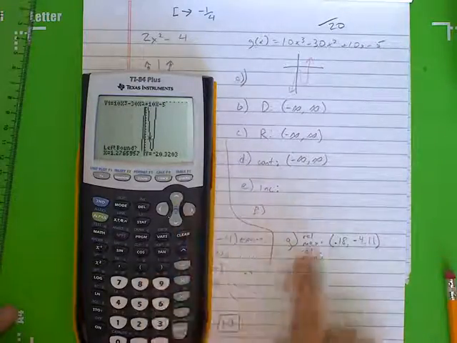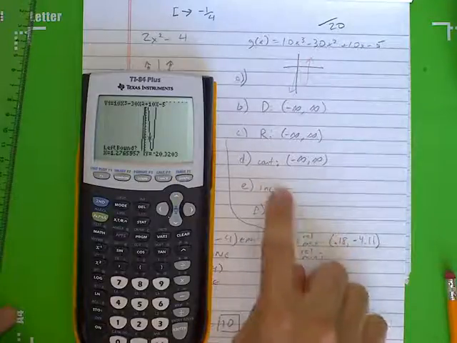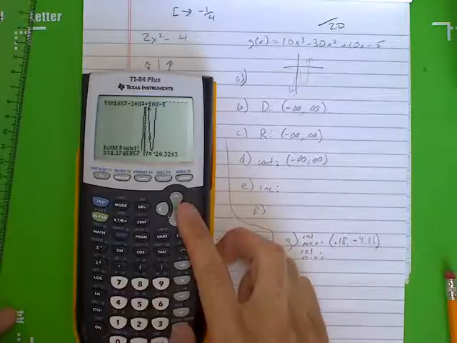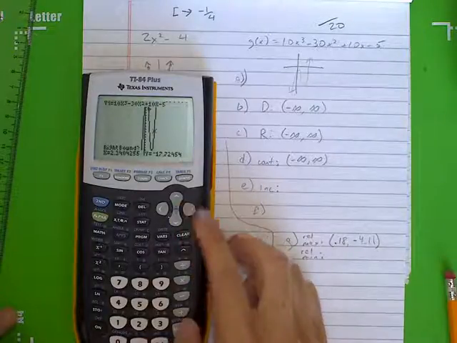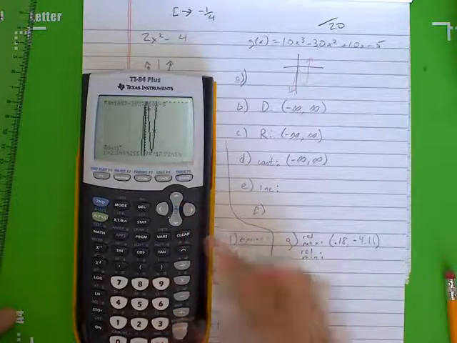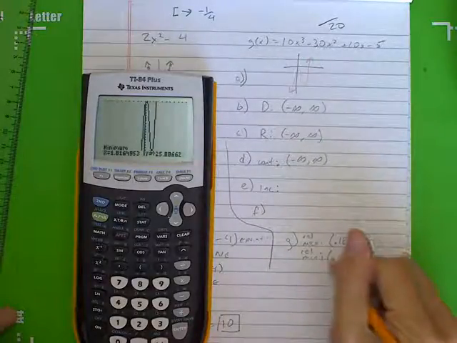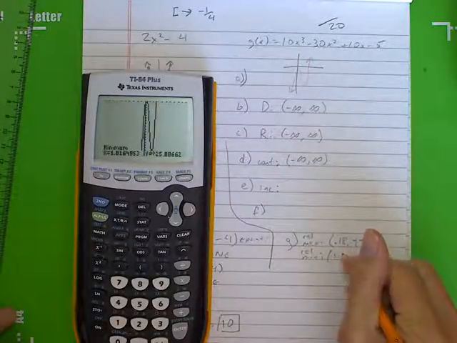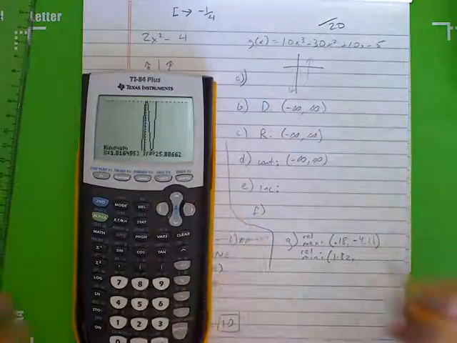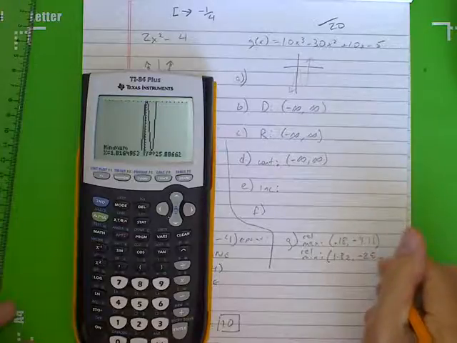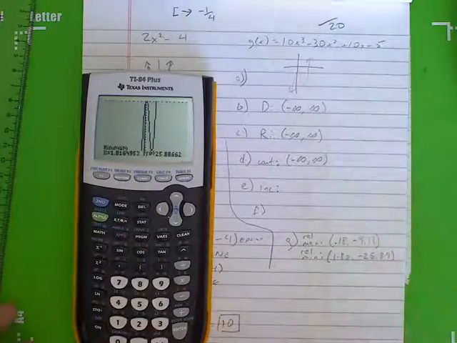But remember, the max and the min are where my function switches from increasing to decreasing or decreasing to increasing. So there's a left bound, there's a right bound. My minimum is somewhere in between those. Hit enter one more time. So my minimum is at 1.82, and then negative 25.89. Something like that. Okay.